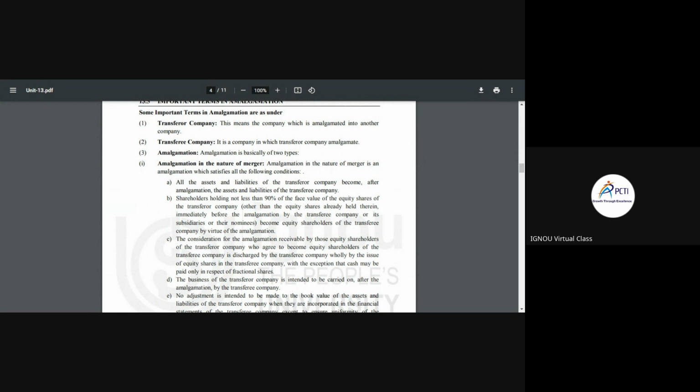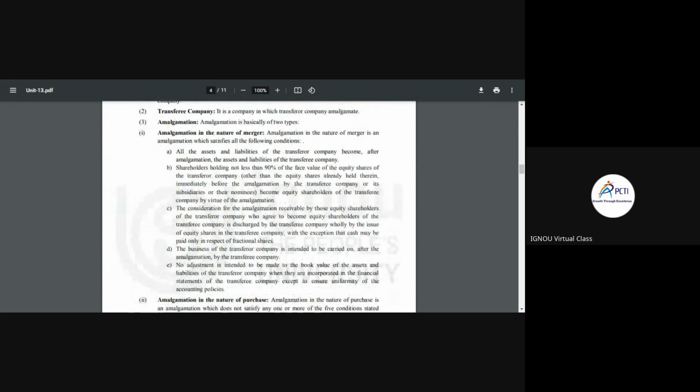First one is nature of merger. Nature of merger states that all the assets and liabilities of the transferor company become, after amalgamation, the assets and liabilities of the transferee company. Second one is shareholders holding not less than 90% of the face value of the equity shares of the transferor company.